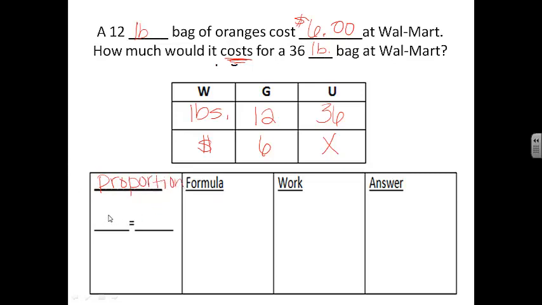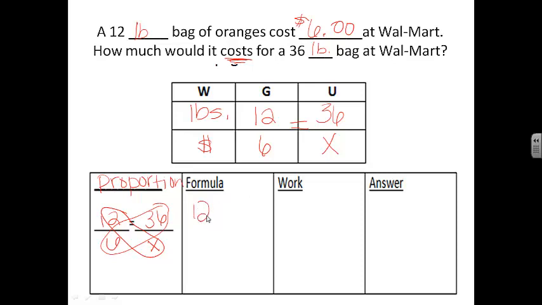My proportion would be, let's put an equal sign here so we can kind of see it. My proportion is going to be 12 over 6 equals 36 over x. Now, you know there are two ways you can always get an answer to a proportion. I've been teaching you cross multiplication, so we're going to go ahead and set up our formula, but I'm going to show you a quicker way, and you might have already seen it.